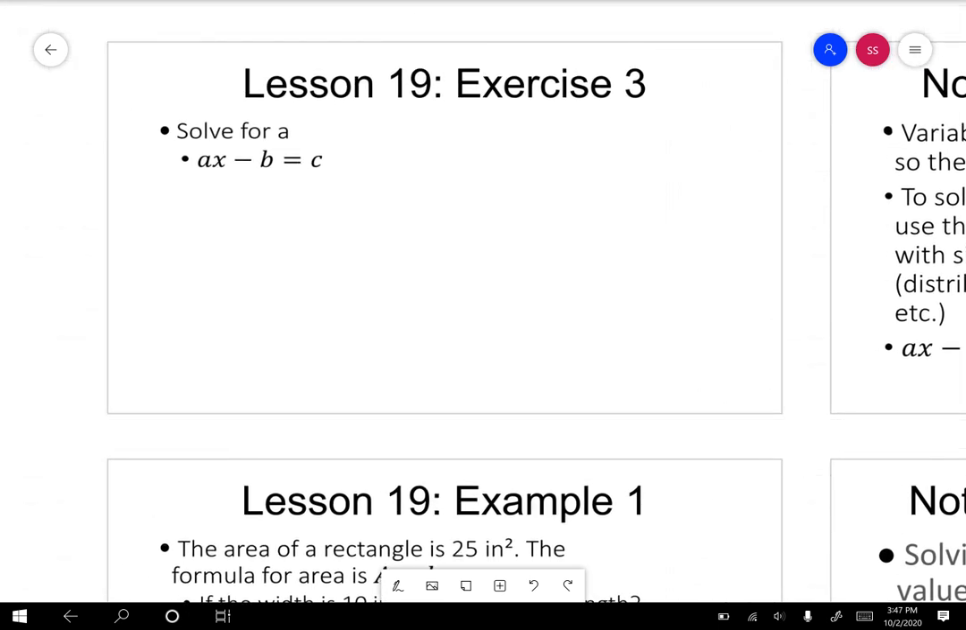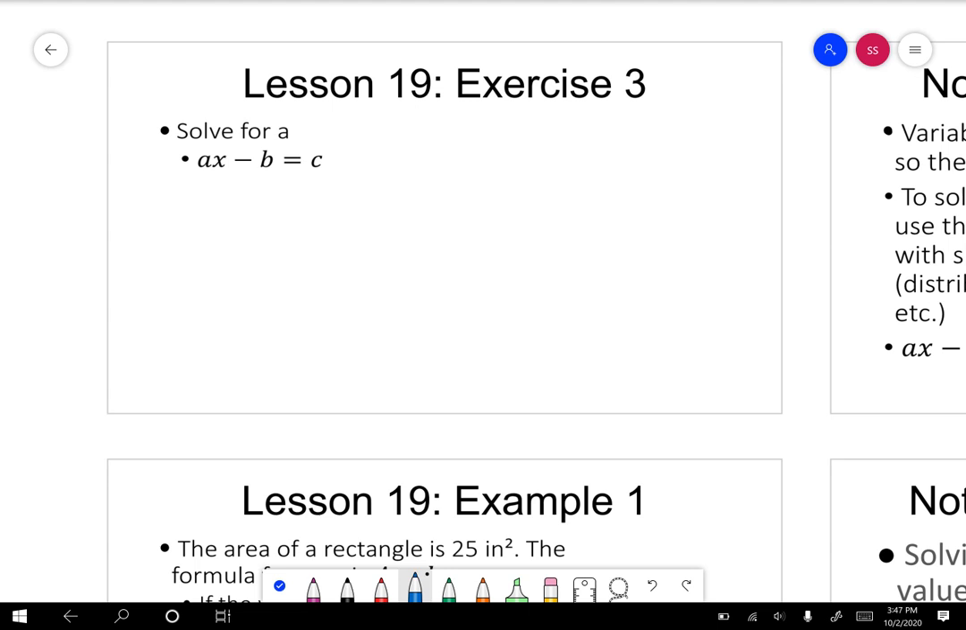Okay, now you'll notice this is the same formula we just looked at, a times x minus b equals c. This time, though, we're solving for a. So, don't get freaked out. Okay, we're going to do this together and everything will be just fine. All right, so we're starting with a times x minus b equals c. We want to get a by itself. Right now it's being multiplied and something's being subtracted from it.